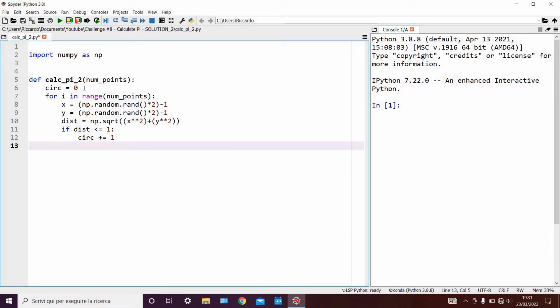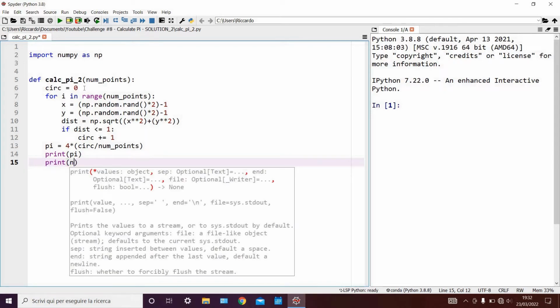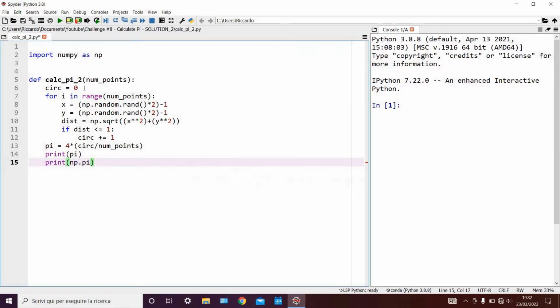Now we can finally approximate the value of pi by using the formula we saw earlier. That is to say, pi equals 4 times circ, so the number of points that were inside of our circle, divided by the total number of points generated, which is given by the value num_points. Then, as we did last time, we can print our value of pi and also print the value of pi contained inside the NumPy library as a comparison.